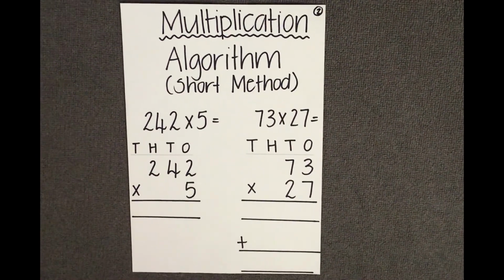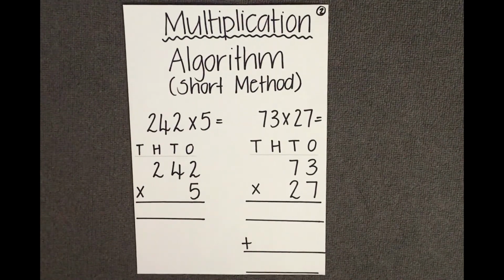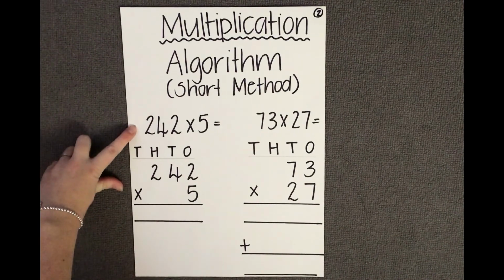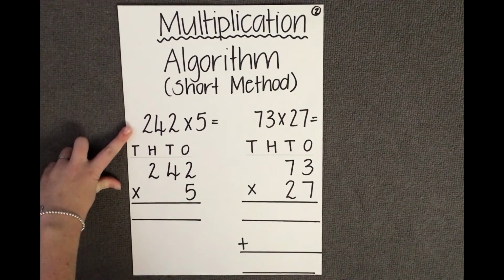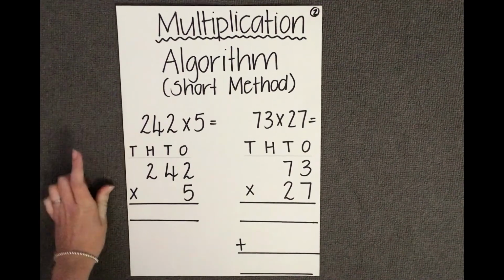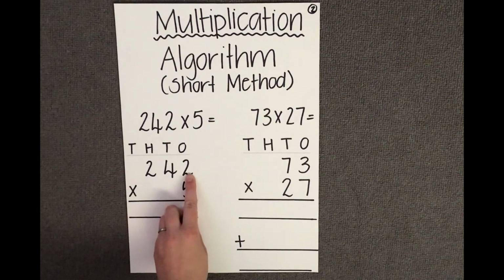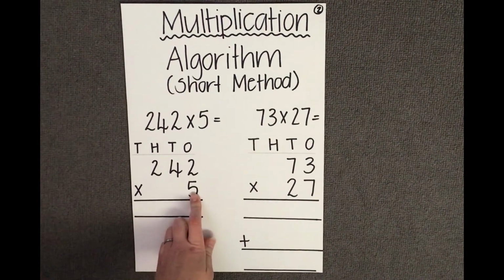We're learning about multiplication. I'm going to teach you how to use the short algorithm strategy. Let's start by reading the first question. 242 multiplied by 5 equals. The first thing we need to do is set out our algorithm with the amount we are multiplying first, so 242, and how many we are multiplying by, which in this case is 5, underneath.